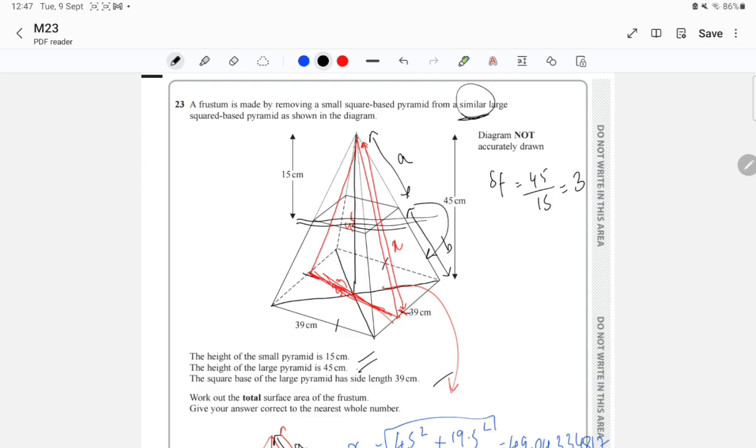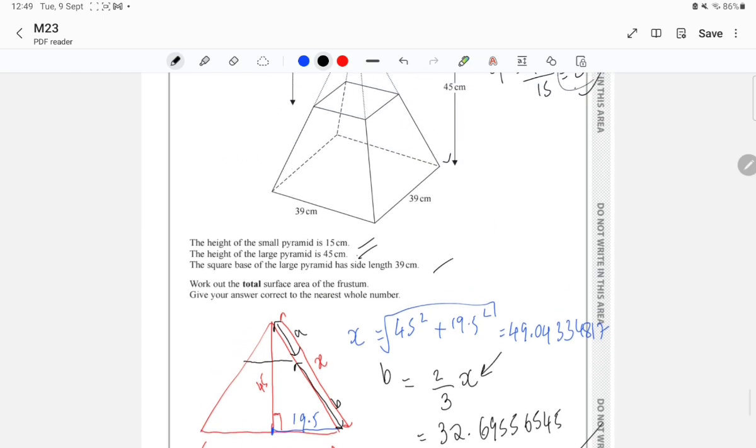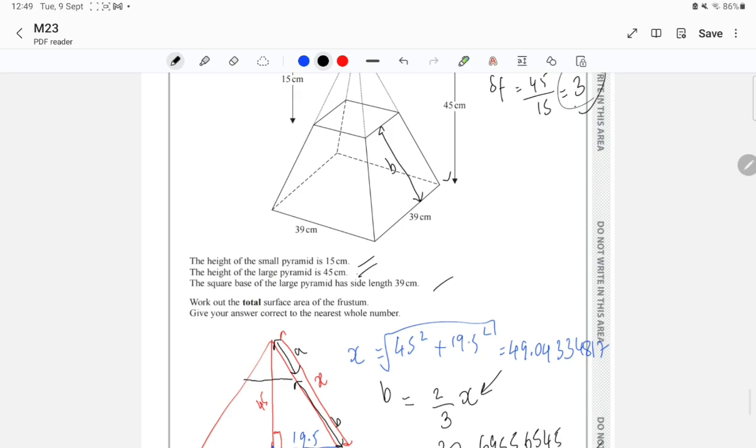If we take a look over here, B is 2 over 3 of x, because my scale factor was 3. If this is one part, this will be two parts. So I can write B as 2 over 3 times this whole length, which was x. Replacing x here, it would be 32.69556545. What I've got for B is the height of the trapezium. Now what I need to find, to be able to find the area of that trapezium, is this length here.